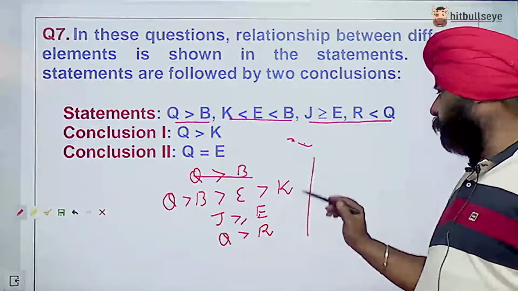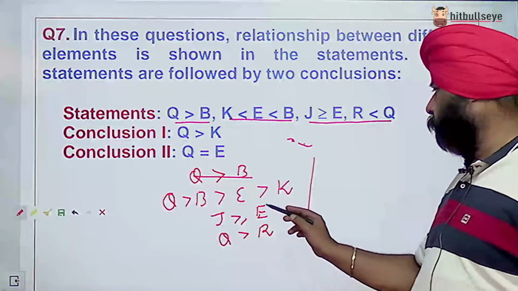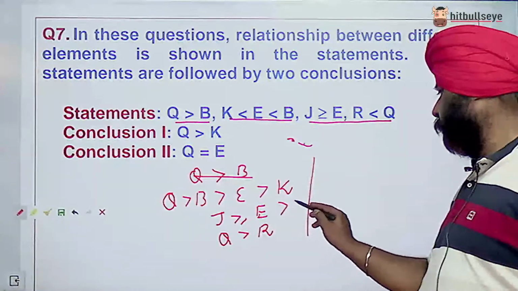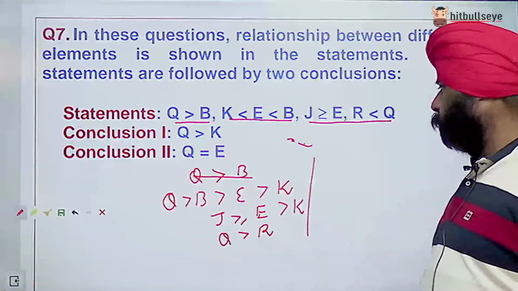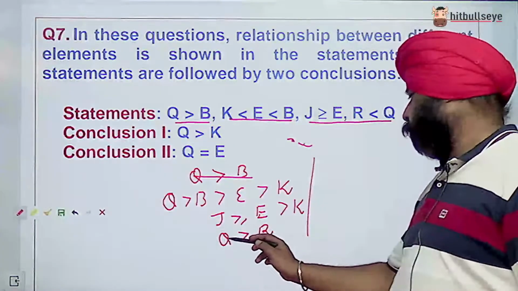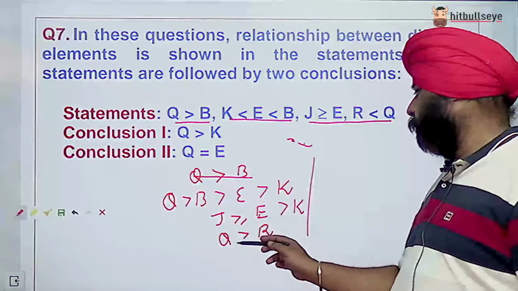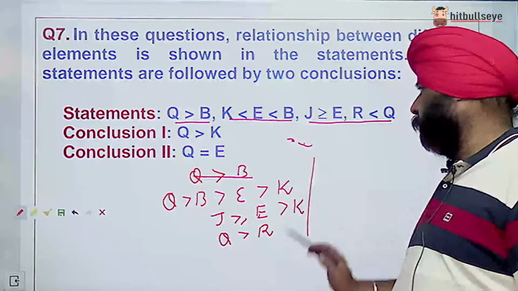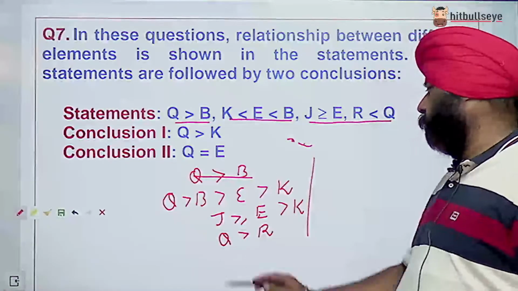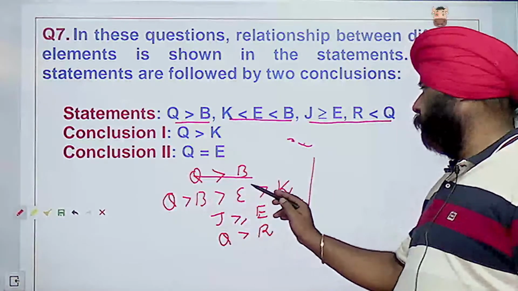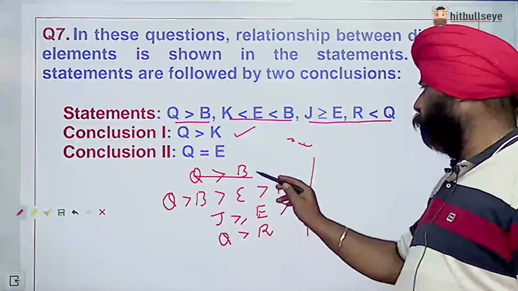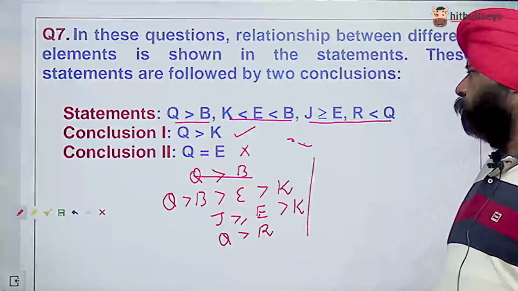So since E is greater than K, I may write J is greater than equal to E is greater than K. I may connect it here. Now Q is greater than all these, right? Q is greater than R. So I cannot find the relation between B, E, K and R. And Q cannot be equal to E because Q is greater than E. So Q has to be greater than B and B greater than E. So Q greater than K is definitely true. Q greater than equal to E is not possible. So first option conclusion is there.